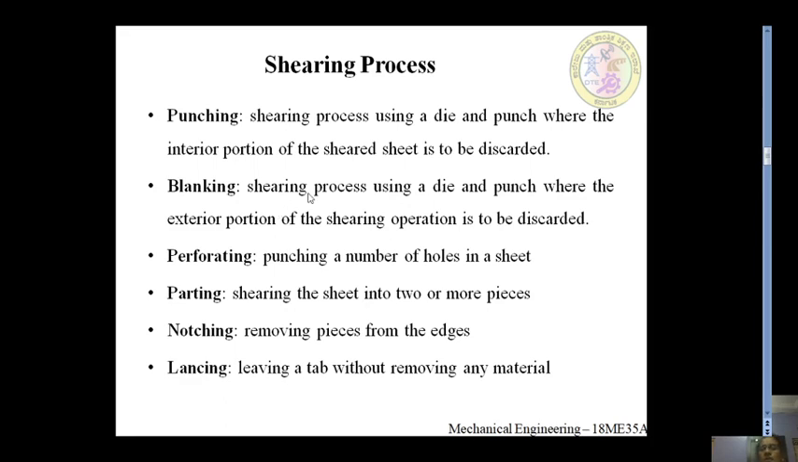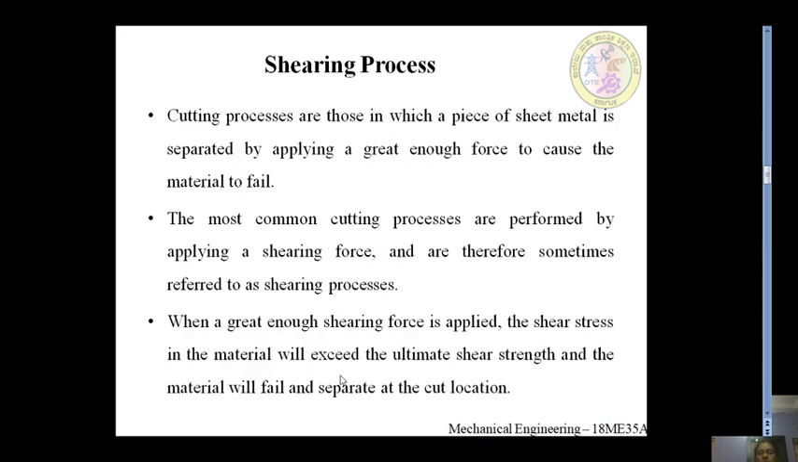In blanking, using a die and punch, the exterior portion of the shearing operation is discarded, and the blank that falls is the requirement, or the output. Perforating is punching a number of holes in a sheet. Parting is shearing the sheet into two or more pieces. Notching is removing pieces from the edges, giving required notch shapes, either V shape or rectangular or square shape. Lancing is leaving a tab without removing any material.